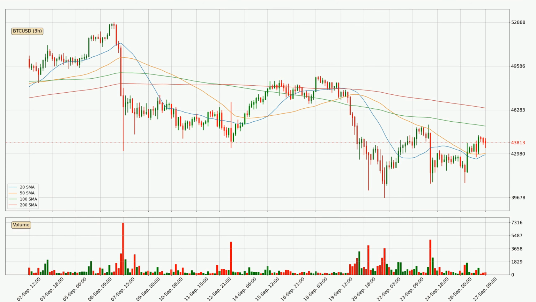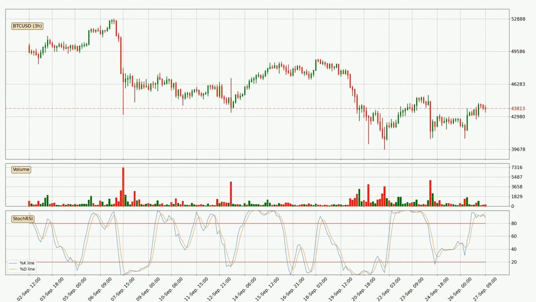Moving to the 3-hourly Stochastic RSI, both the %K and %D lines are located in the higher region. This means that the price is high due to overbuying, and a change in the trend, or at least some kind of consolidation, can be expected. The K line is below the D line, which shows that the trend has shifted to the downside.